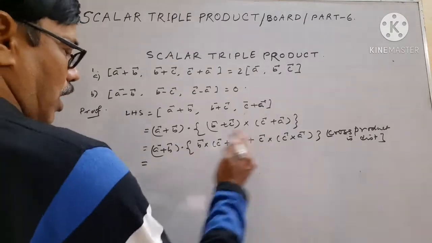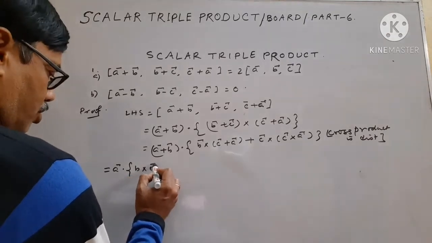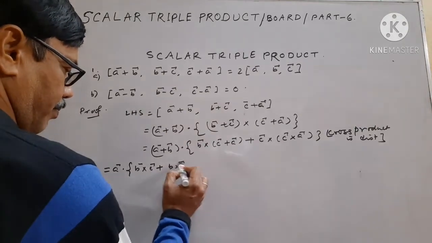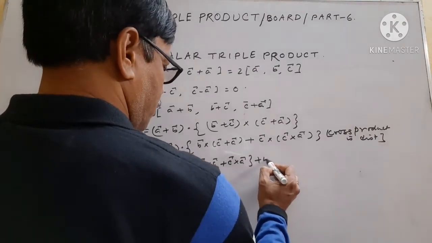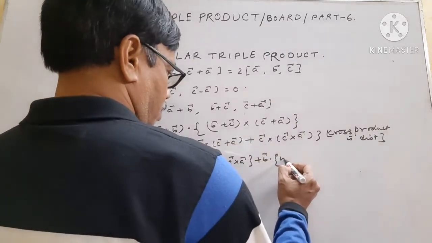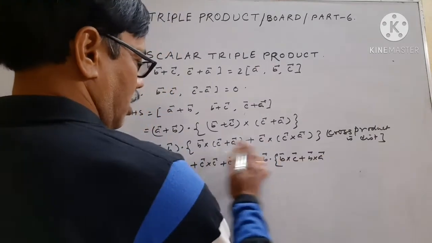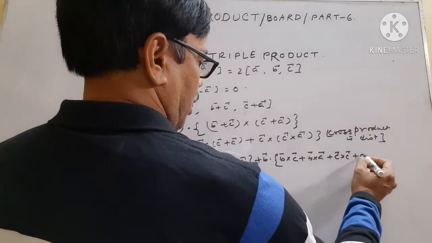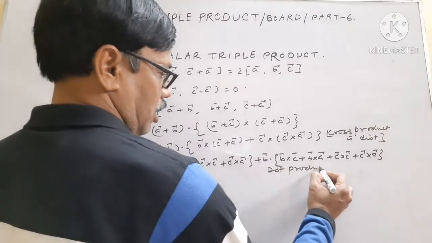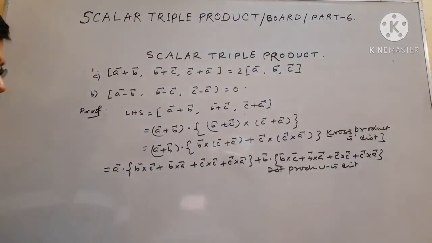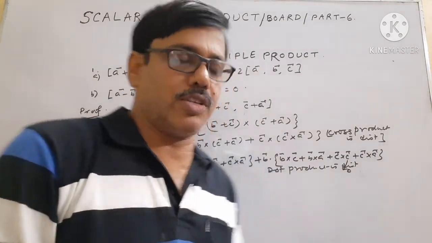Now, dot product is distributive. So, A dot B cross C plus B cross A plus C cross C plus C cross A, plus B dot B cross C, B cross A, C cross C, C cross A. Dot product is distributive. Now this one is 0, this one is 0. Cross product of two same vectors is 0.